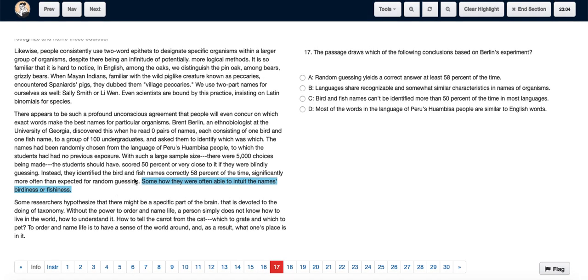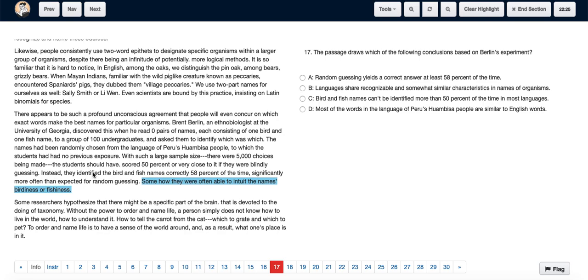His experiment is mentioned in the second last paragraph of this passage, where they basically tell us about his experiment and about how he chose 100 undergraduate students and gave them names of birds and fish in a language that they didn't understand, obviously. But somehow the people were still able to intuit the names of birdiness or fishiness, by which they mean that there was something even in a language unknown that gave people clues as to whether it was a bird or a fish.